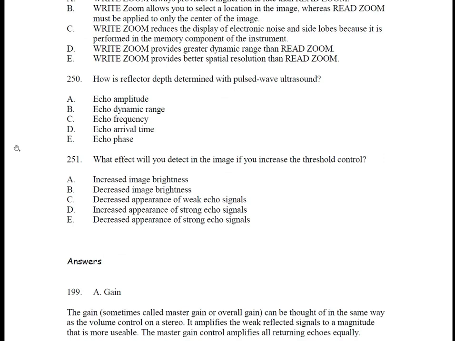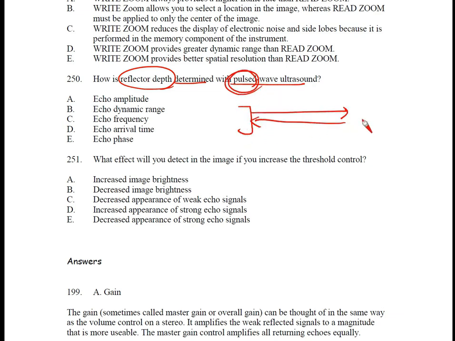Now let's move on and look at question number 250. This question is asking how the depth of a reflector is determined in a pulse wave ultrasound device. Yes, the basic concept of a pulse device is that a pulse is sent out and then returns, and that's how the image is obtained. To determine the depth here, you can measure the depth of the reflector by checking the time it takes for the pulse to travel to the reflector and back. The correct answer is D. You can think of it as measuring the depth by timing how long it takes for the pulse to go out and return.